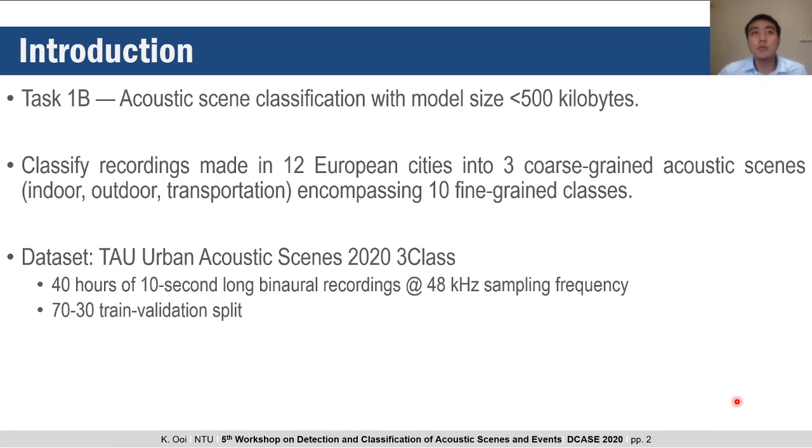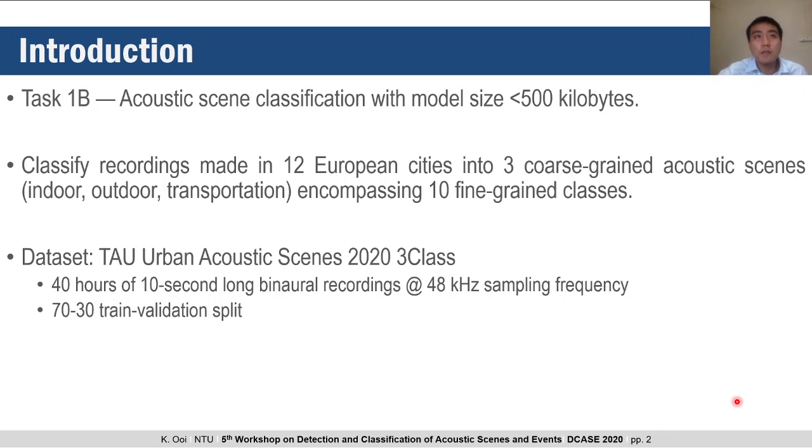Task 1B is an acoustic scene classification task which has been a mainstay of the challenge, but this year with an added constraint that the model size should be below 500 kilobytes. The aim of this task is to classify recordings into three coarse-grained classes of acoustic scenes, which are labeled indoor, outdoor, and transportation. These coarse-grained classes are also subdivided into 10 fine-grained classes.